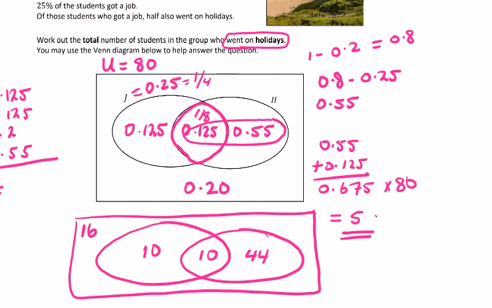So I've just said that was 5/8. This is actually 54. Just be careful with these answers, and this works out. You can see here 54 students went on holidays. I should probably put J here, H here, and U equals 80. So there's a couple of ways to approach this one.